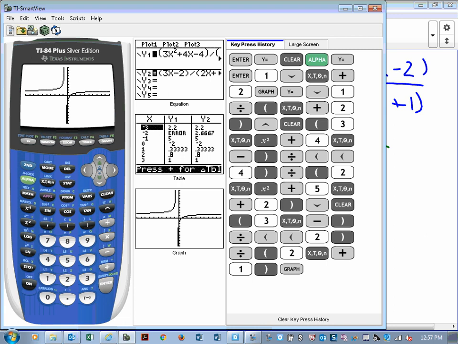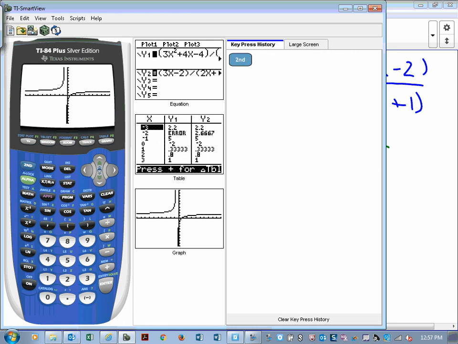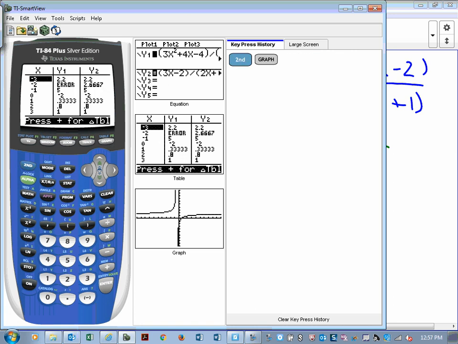Now, go to your table. Look at this mess. Look at your table. My table's broken. Do you see how, where am I here? I have error at -2 for one of them, but not at the other. This is my hole, and I removed it to get a full graph.